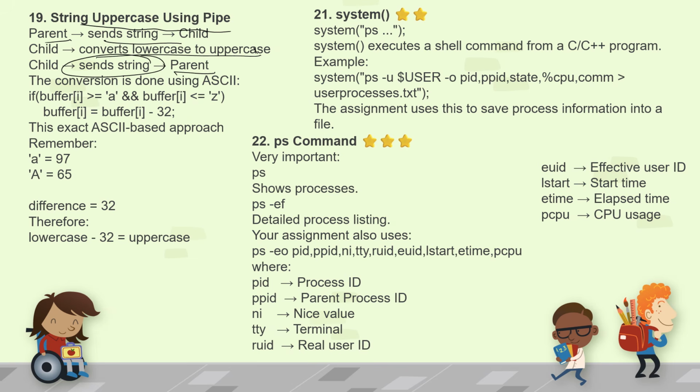So basically, conversion can be done through an ASCII-based approach. That is -32 or +32. The difference is always of 32. Lowercase l minus 32 is equal to uppercase U.